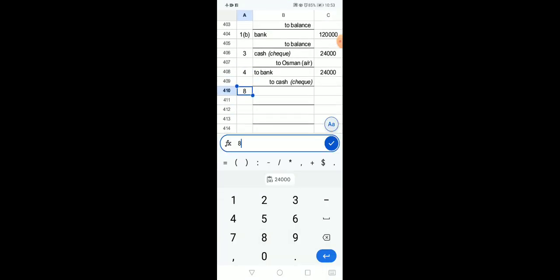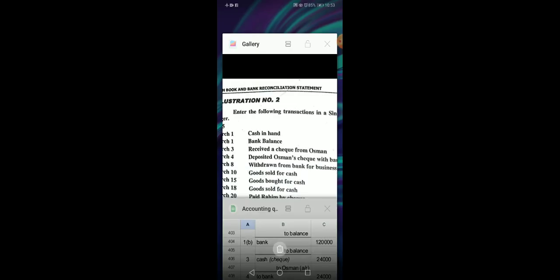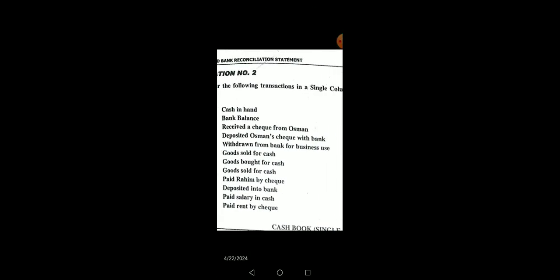We will put the date first. We'll come to the date column and write date number 8. And what is the 8th entry saying? Withdraw from bank for business use. It's very important, focus on business use. You have drawn an amount, and for what purpose? The purpose is to use that amount in business. So you have withdrawn the amount from the bank.